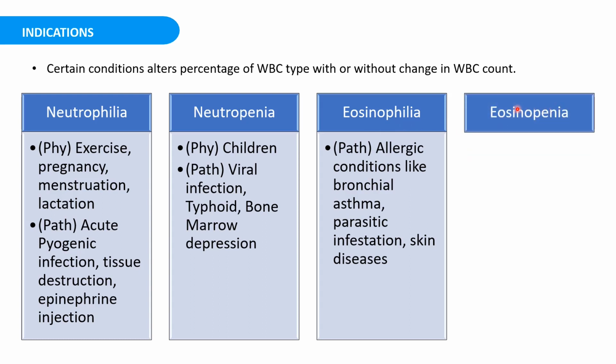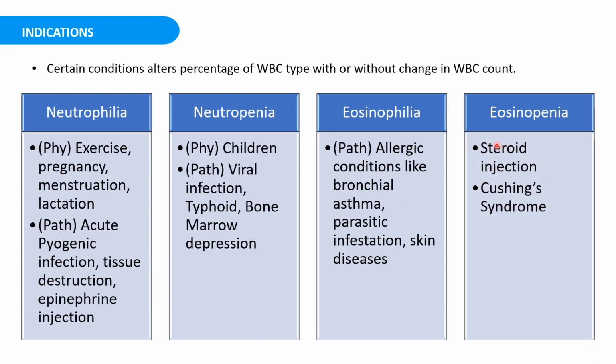Then eosinopenia. Penia means decrease in count. Here the eosinophil count will decrease compared to other WBCs. Only one condition you need to remember, that is steroid injection. If steroids are given, or if there is an increase in steroids in a disease like Cushing syndrome, then eosinopenia will be there. The reason is that corticosteroids decrease the eosinophil count. Remember that corticosteroids decrease inflammation. They also decrease allergic reactions. So these are some of the conditions. Let's see the other conditions.